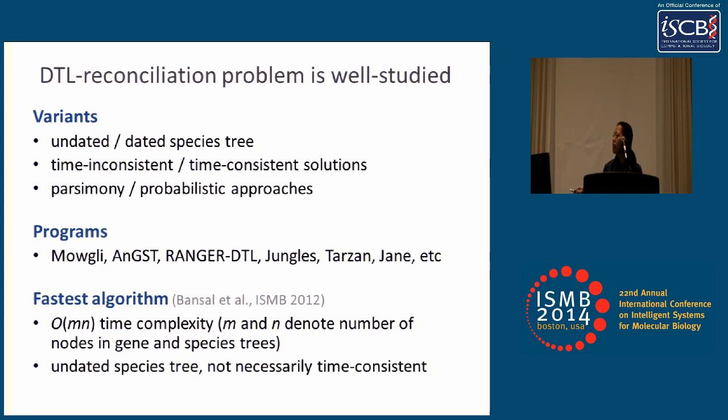There's also lots of programs and software tools along these different variants. And today we're going to consider building on an algorithm developed by Mukul Bansal, one of the authors of this paper, that was actually presented at ISMB 2 years ago. In this paper, he proposed a big O of Mn time complexity algorithm for solving this problem, where M and N are the number of nodes in the gene and species tree. In this variant, we're looking at an undated species tree, and the solutions are not necessarily time consistent, though they tend to be in practice.